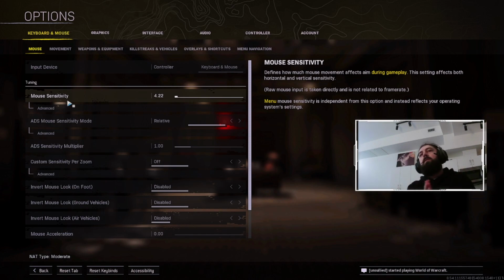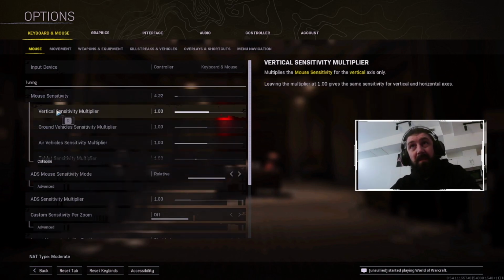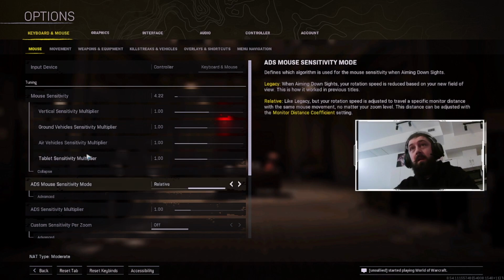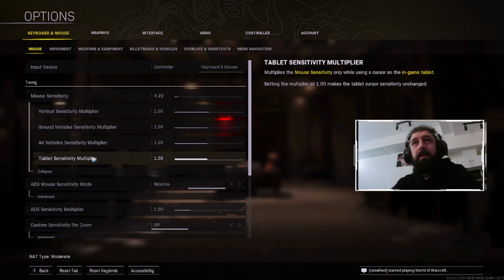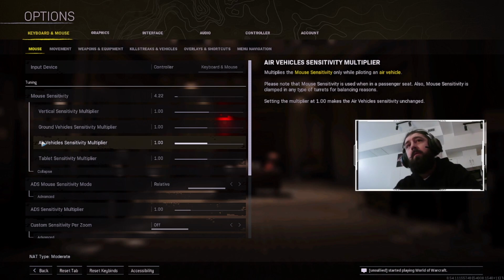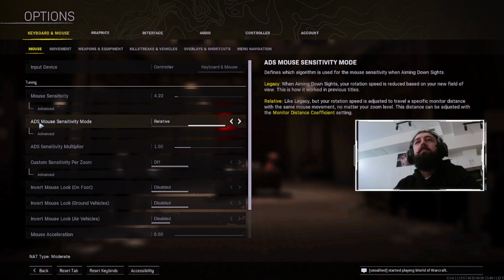But you want your mouse sensitivity in game to be the lowest it can be, and then you can change your mouse sensitivity on your gaming mouse via DPI. Okay, and we'll get to that in a minute. Generally speaking, I leave all of these. Some people play around with air vehicle sensitivity multiplier, even all the way up to 2. ADS mouse sensitivity mode, relative. Okay, I want it to be relative. I don't want it to be legacy. That's kind of silly.